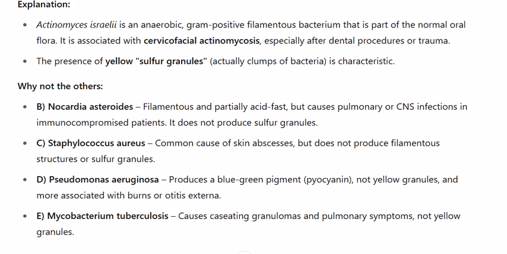C. Staphylococcus aureus, common cause of skin abscesses, but does not produce filamentous structures or sulfur granules. D. Pseudomonas aeruginosa produces a blue-green pigment, pyocyanin, not yellow granules, and is more associated with burns or otitis externa. E. Mycobacterium tuberculosis causes caseating granulomas and pulmonary symptoms, not yellow granules.